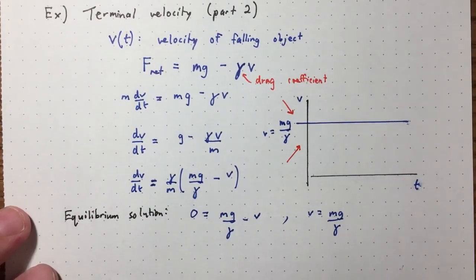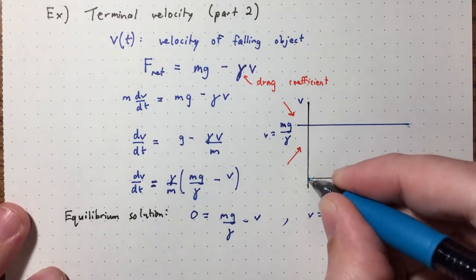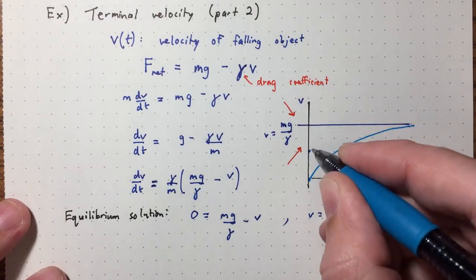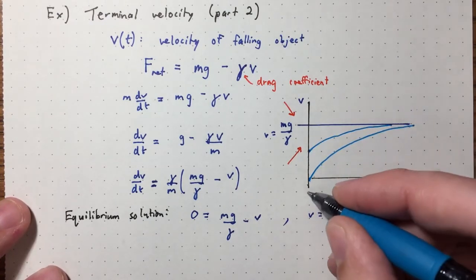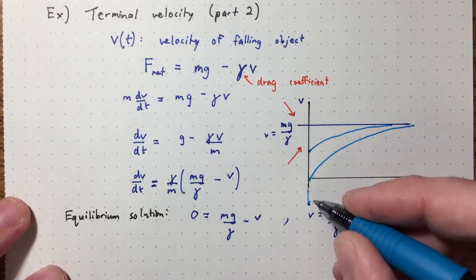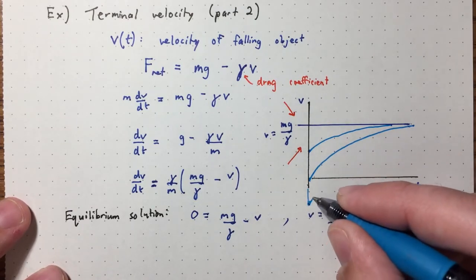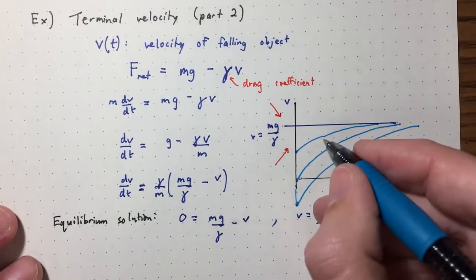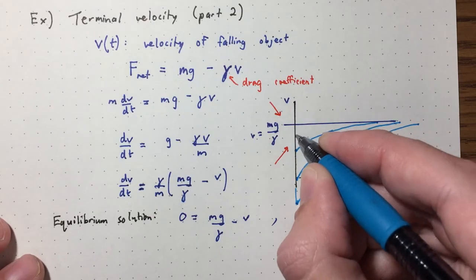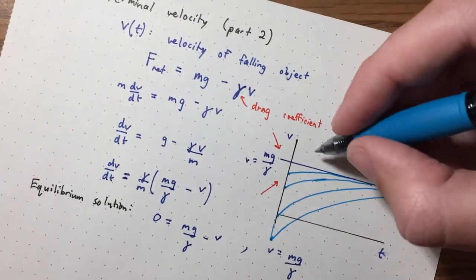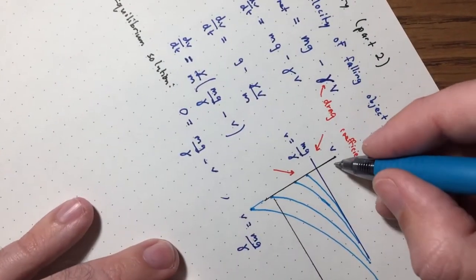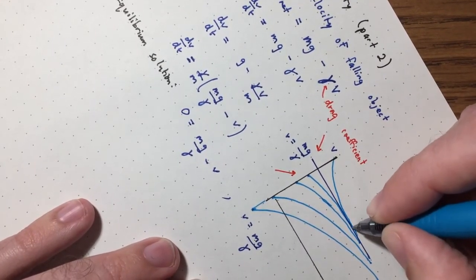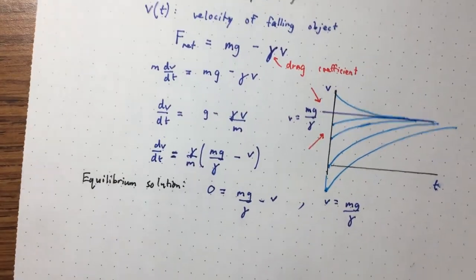And so here's a picture. Let's say I start at 0. I'm going to be increasing. Or I could be going like this. Or I could start at negative, way down here, moving in a completely opposite direction. But I still end up here, because this is the only equilibrium solution. So it literally attracts all the other solutions. They all end up here. If I'm starting at a greater velocity than mg over gamma, I decrease my velocity until I'm going at exactly mg over gamma, or at least close to it.